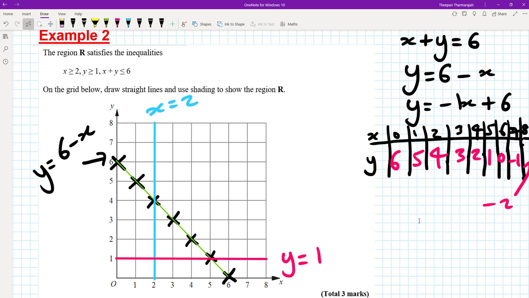Again, we've got a small triangle here. We want to be above the line y equals 1. We want to be greater than or equal to x equals 2, so we're going towards the right of it. And we want x plus y to be less than or equal to 6, or basically below the line y equals 6 minus x. We can just shade this region here, and that is our inequality.